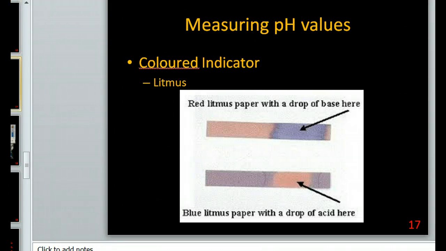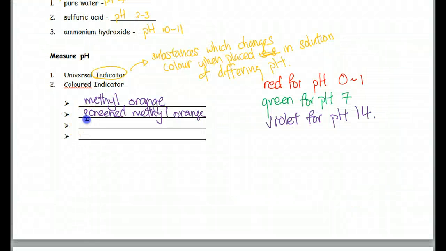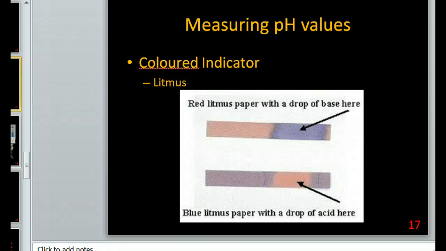The next one that we have is actually your litmus. Litmus indicator. So litmus is something that you're very familiar with. So let's write it down. The next indicator is your litmus indicator, or you can also call it the litmus paper. For litmus paper, red turning to blue tells you that it is alkaline. Blue turning to red tells you it is an acid. That's your litmus paper.